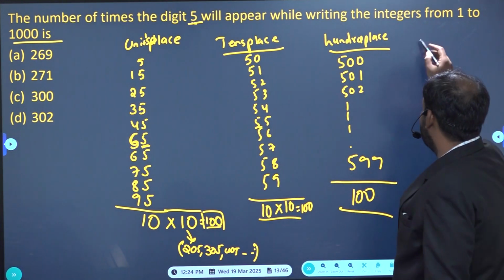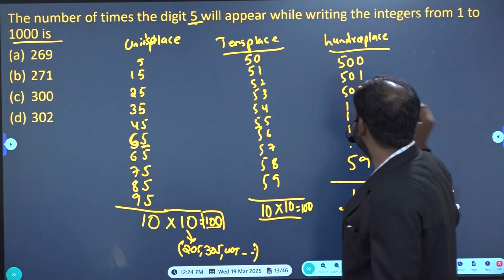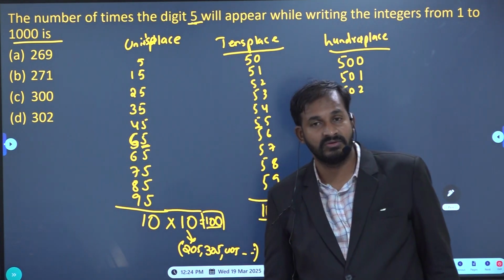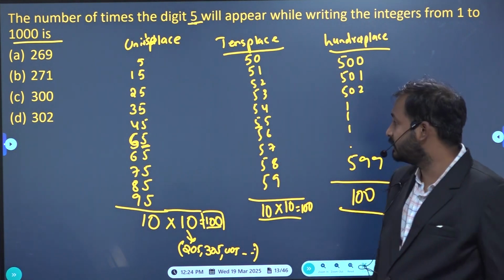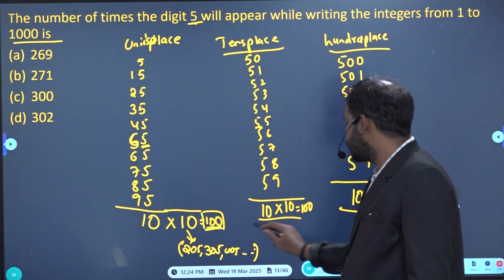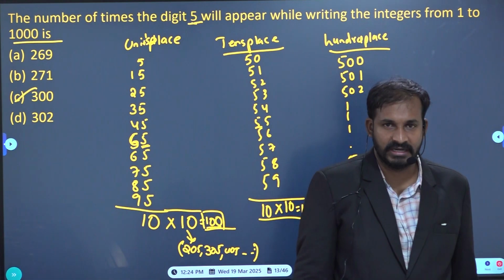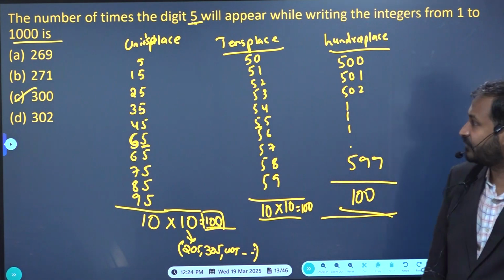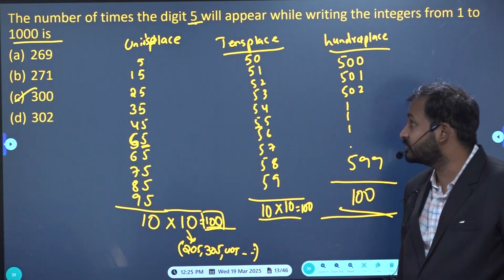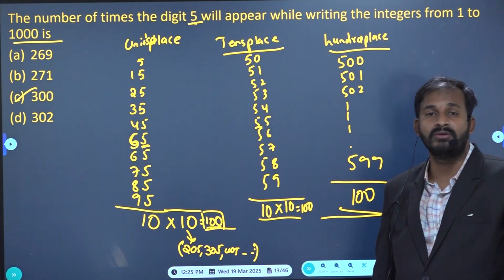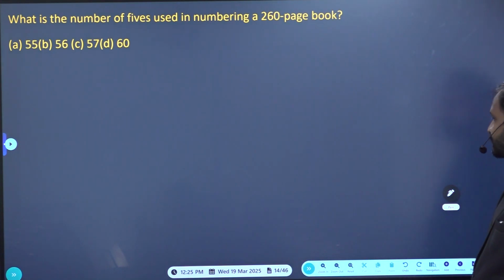Will I have it in the thousands place? No. Why? Because my range is from 1 to 1000 only. So there is no chance to get 5 at the thousands place. So my answer here becomes 300. So I will use the digit 5 for 300 times to write the page numbers from 1 to 1000. Okay. Next one.